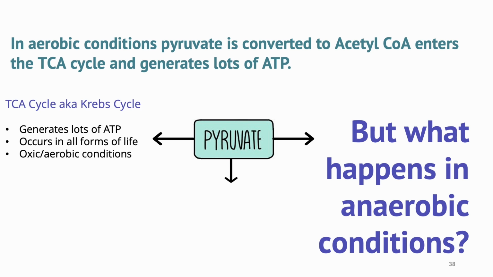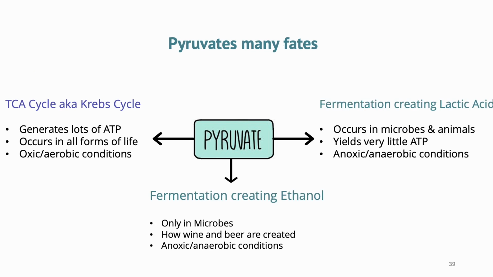But what happens in anaerobic conditions? Do things die? Do they no longer participate in glycolysis or glucose metabolism? Not necessarily. When we work out, our muscles can enter anaerobic conditions, but they still need energy. And our body and our cells can undergo fermentation to create energy. It's not as efficient as using the TCA/Krebs cycle, but it does work. One of the byproducts is lactic acid, which is what you start to feel as that burn in your muscles when you are exercising.